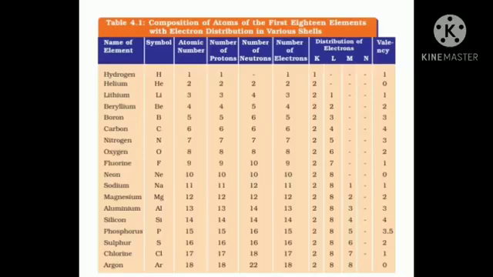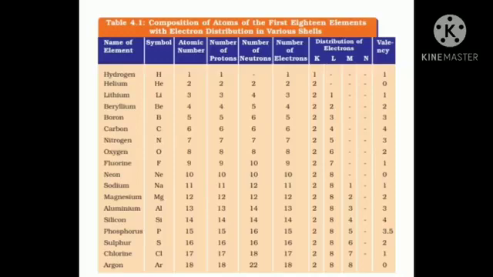Silicon, symbol Si, 14 is the atomic number. So the number of protons and electrons is 14. The number of neutrons is also 14. Distribution of electrons 2, 8, 4 in K, L and M respectively. Number of electrons in the outermost shell 4. So that is the valency, 4.